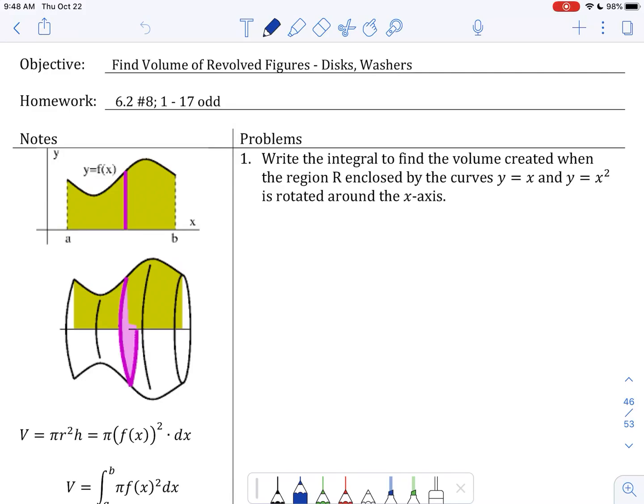Hello all, and welcome to your first lesson of this week. We're going to talk about volume this entire week. This is broken up into 3 lessons, and we're going to start with discs and washers, looking at Chapter 6, Section 2. So get yourself ready for notes, and we're going to get started.